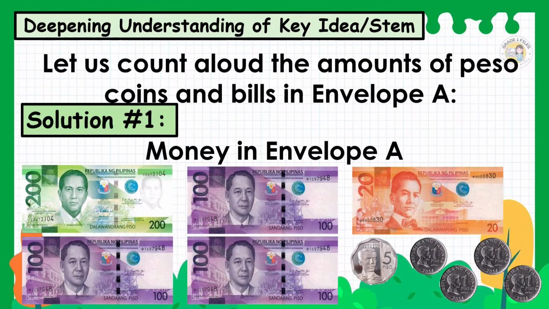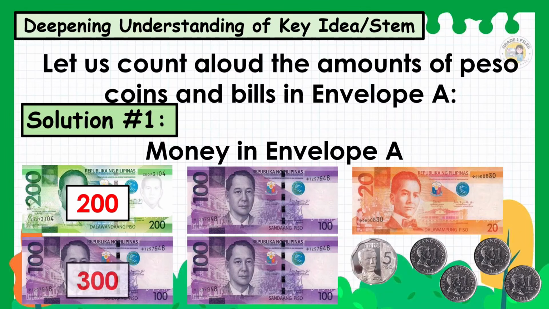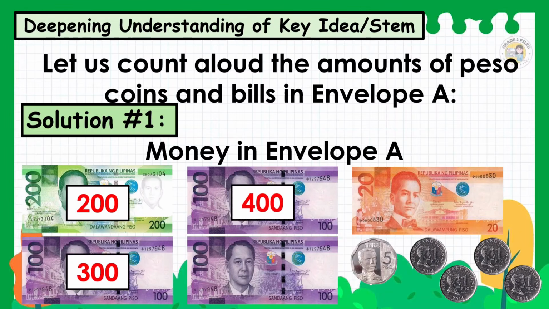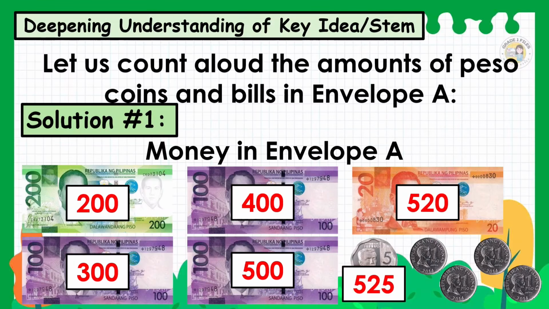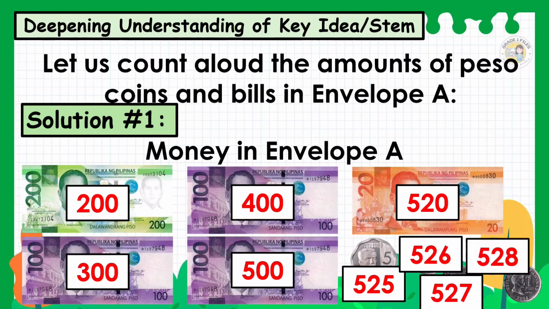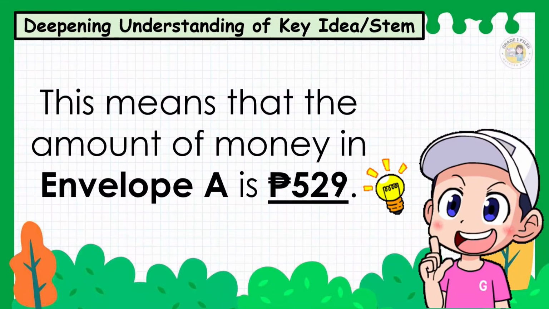Let us count aloud the amounts of peso coins and bills in envelope A. 200, 300, 400, 500, 520, 525, 526, 527, 528, 529. This means that the amount of money in envelope A is 529 pesos.